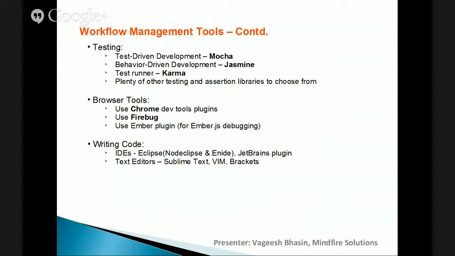For TDD, we have Mocha. Mocha is again a Node.js package that helps you write, test, and execute unit tests. For behavior, it is Jasmine. It is basically user acceptance testing, you can say acceptance testing.